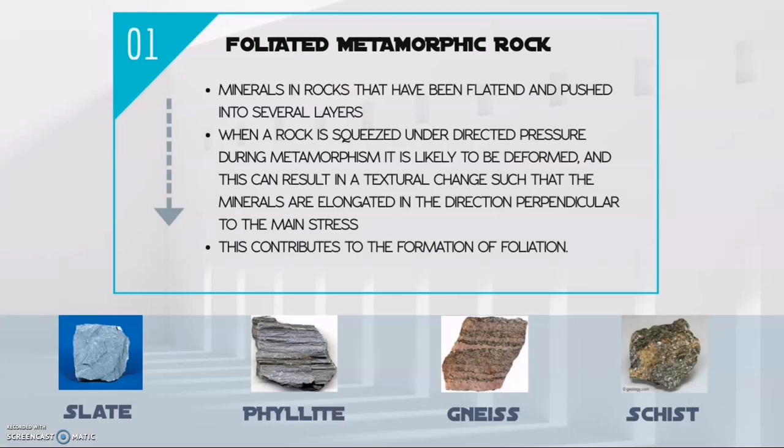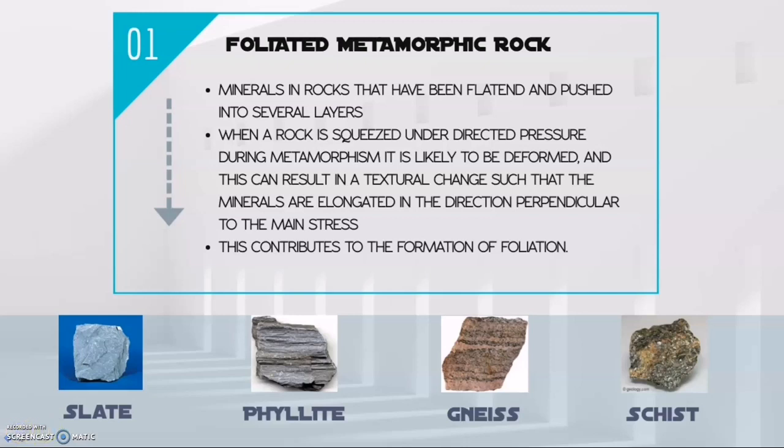So the first classification of metamorphic rock is foliated. It is formed when minerals in rocks are being pushed and flattened into several layers. So when a rock is squeezed under directed pressure during metamorphism, it is likely to be deformed, resulting in a textural change where the minerals are elongated in a direction perpendicular to the main stress. Hence, this contributes to the formation of foliation.